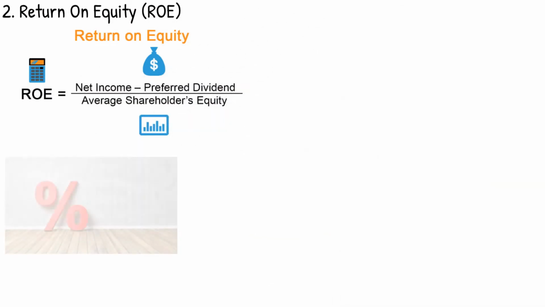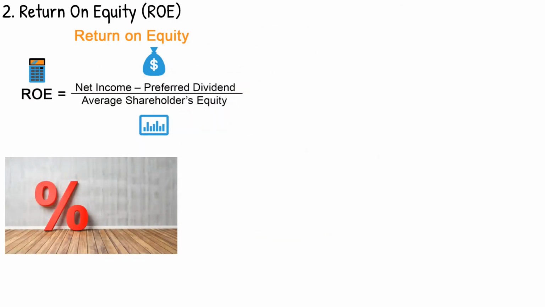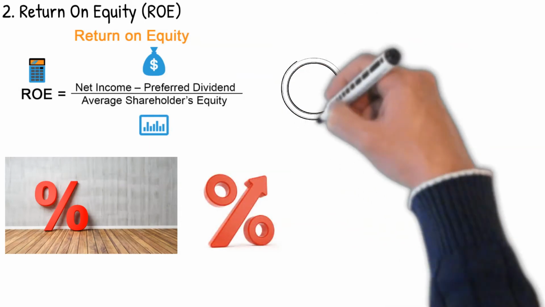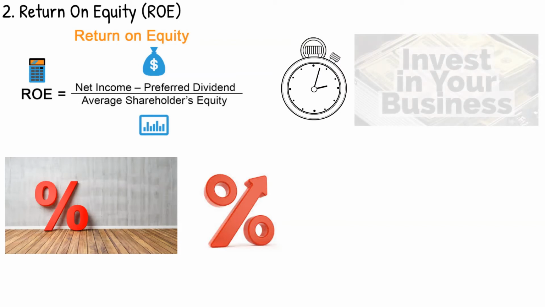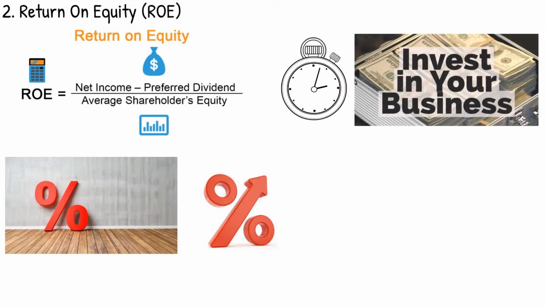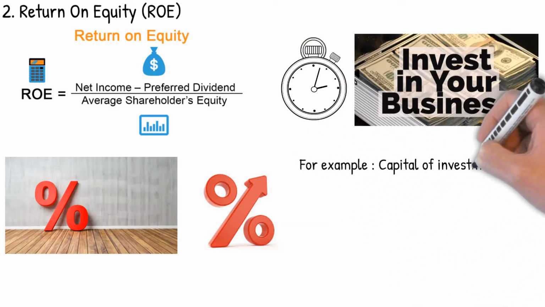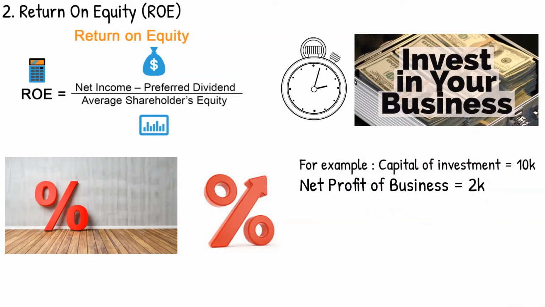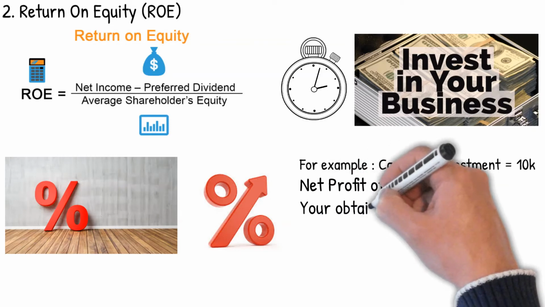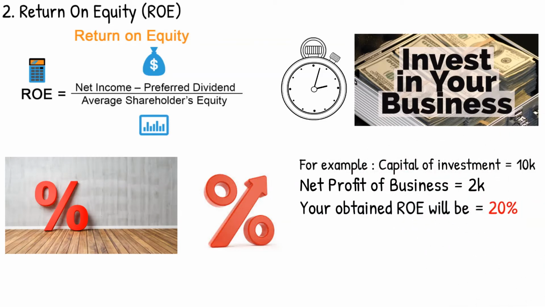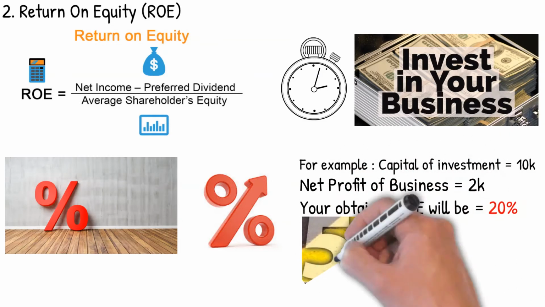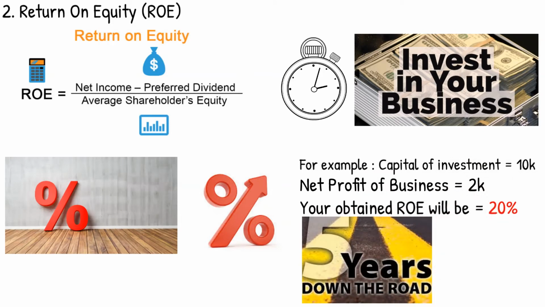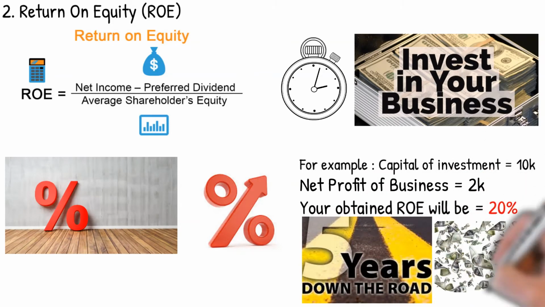Return on equity is normally measured in terms of percentage. The higher the percentage of ROE, the better it is. It measures the time required for you to regain your capital of investment. For example, your capital of investment in a share is 10k, with the net profit of the business being 2k annually at a constant rate. Your return on equity will be 20%. This will mean in 5 years down the road, you will have regained all your capital, and the 6th year onwards will be the start of your capital growth.